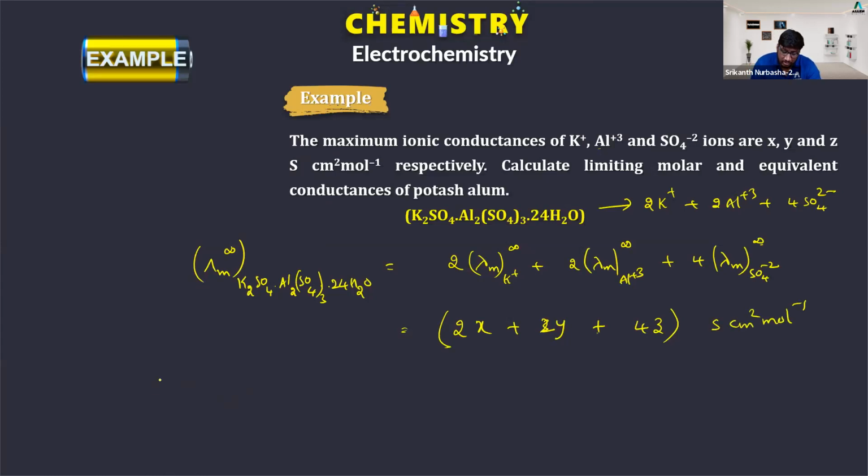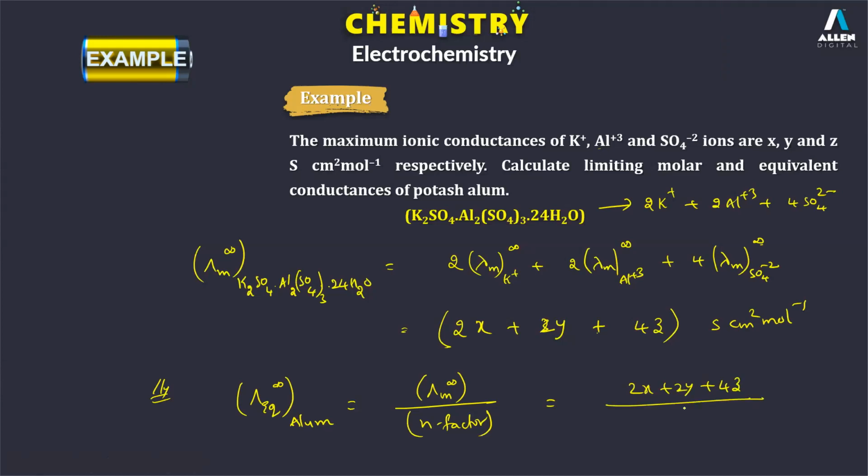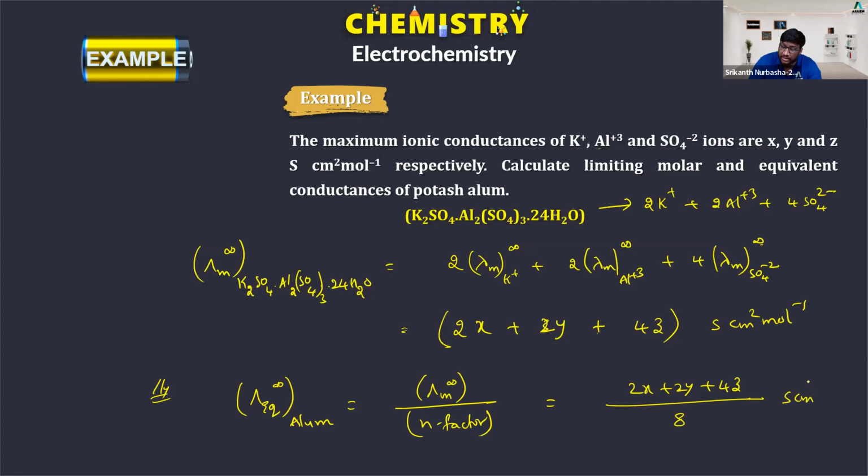They are asking for equivalent conductance as well. Similarly, the equivalent conductance at infinite dilution for alum is equal to the molar conductance at infinite dilution divided by the n factor. The molar conductance is 2x plus 2y plus 4z. What is the n factor for potash alum? 8. The unit is Siemens centimeter square gram equivalent inverse, because it is equivalent conductance. Since it is equivalent conductance, you should write gram equivalent inverse. Such simple questions can be asked.